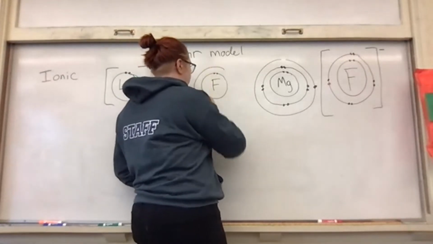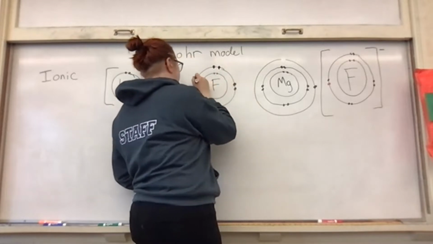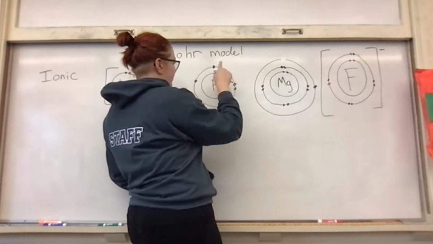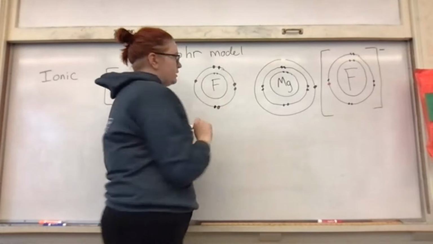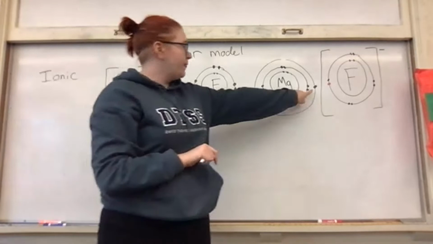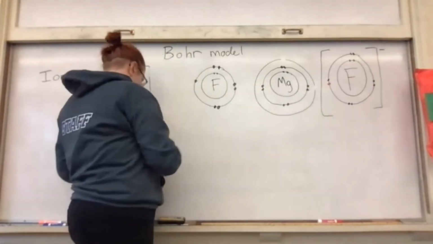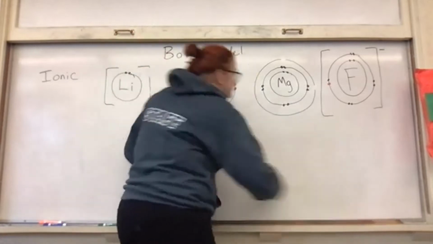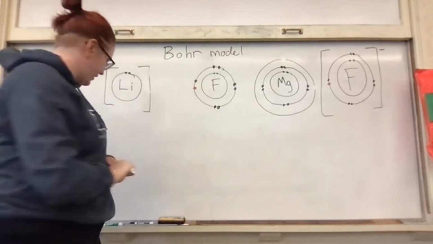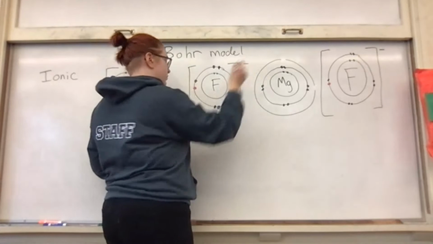1, 2, 3, 4, 5, 6, 7. Oops, I did not go in order. 1, 2, 3, 4, 5, 6, 7, 8, 9. Doesn't really matter where that empty spot is, because it's going to get full from taking this electron from magnesium. Okay, now I'll draw it in red so I stay consistent. This is the donated electron, or the stolen, if you want to think of it that way. Now, this fluorine is also -1.